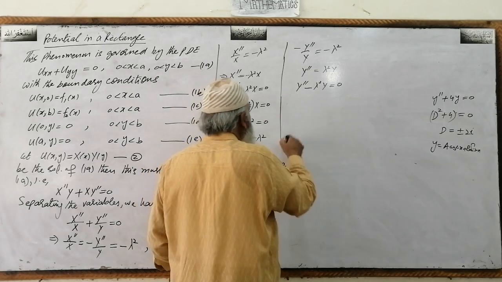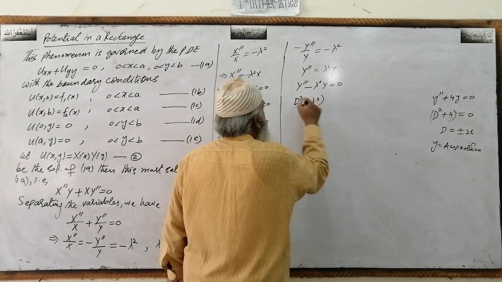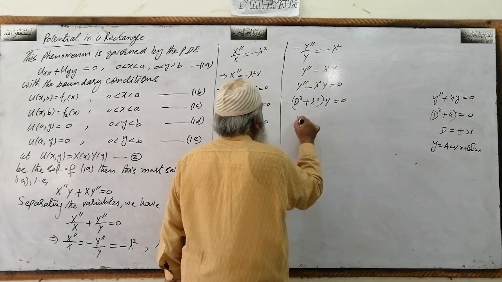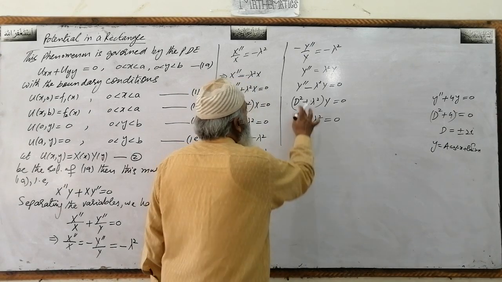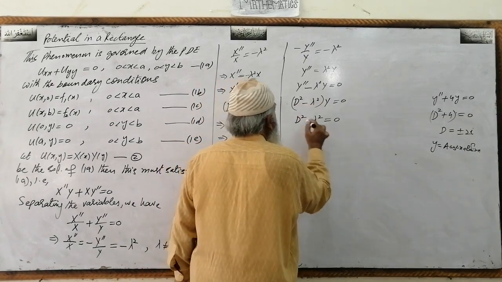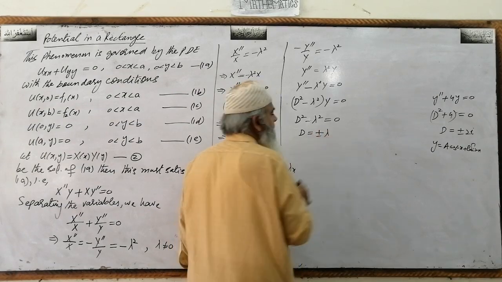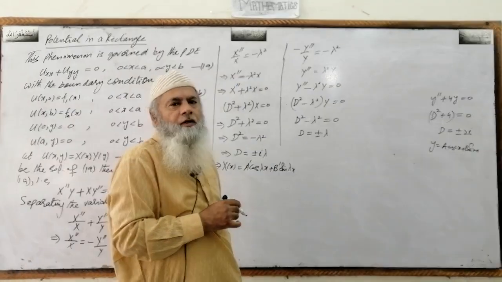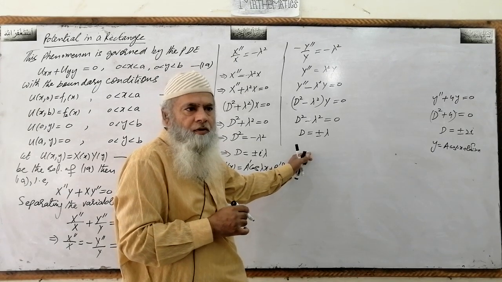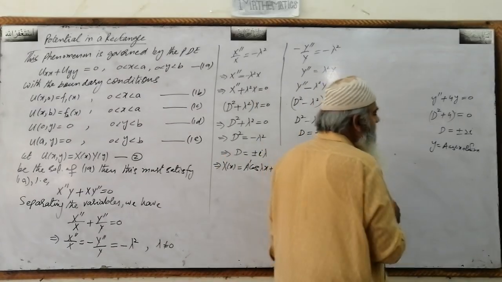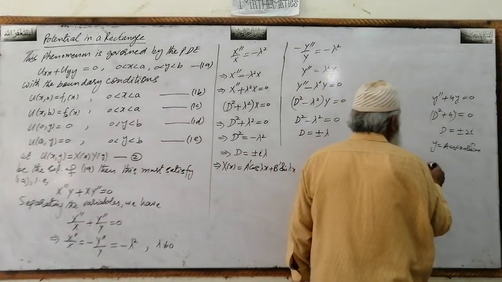Now what will happen here? Obviously this will become (D square minus lambda square) y is equal to 0, its auxiliary equation is D square minus lambda square is equal to 0, and this will give you D is equal to plus minus lambda. This gives you the real roots, and when you get real roots, we can write two kinds of the solution.